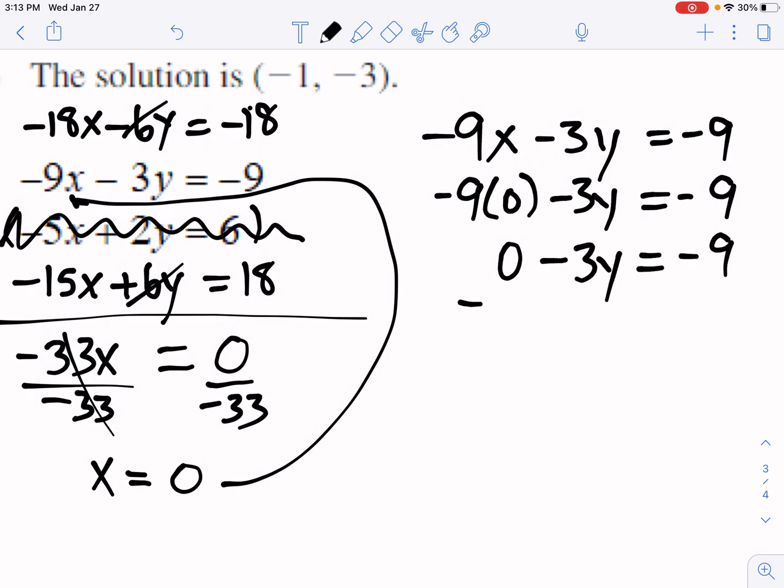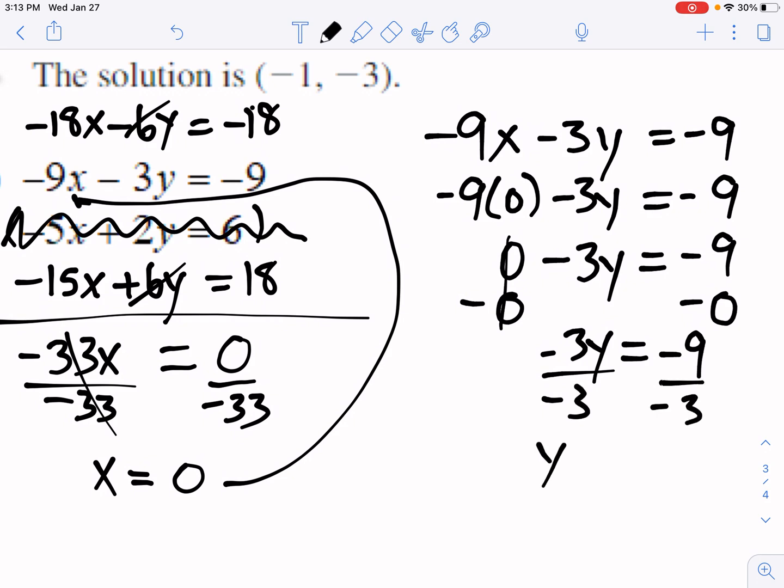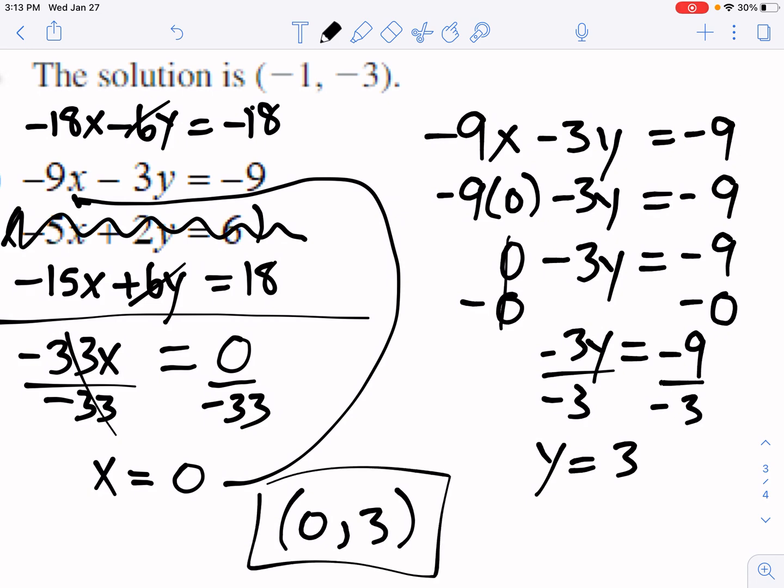And then we would subtract 0 from both sides. This goes away, and we get negative 3y is equal to negative 9 minus 0, which is still going to be negative 9. Divide by our coefficient here, and we get y is equal to a negative and a negative make a positive. 9 divided by 3 is 3. So we get the point 0, 3. Okay, so that would be our solution.